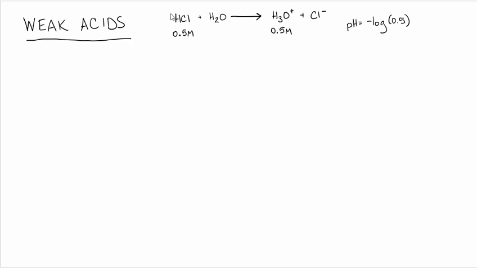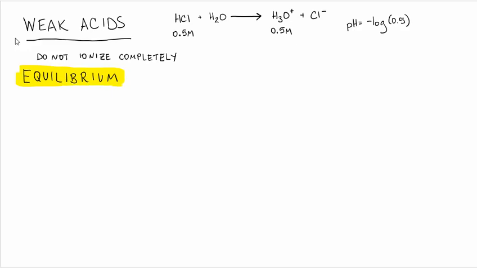Weak acids, on the other hand, a little bit more complicated. Weak acids do not ionize completely. That is the difference. Because weak acids do not ionize completely, they are not a reaction with water, they are an equilibrium. And so, already in your head, I hope you're thinking, okay, reactions require stoichiometry, equilibriums require ice tables.